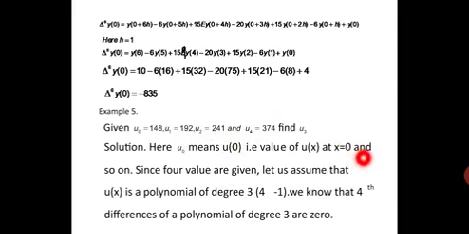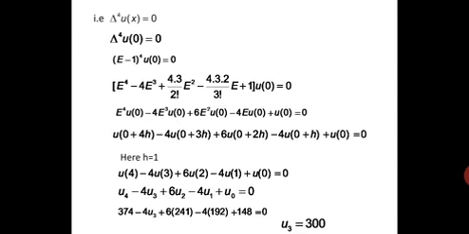So we can say that we will assume that u of x is a polynomial of degree 3, that is 4 minus 1. So the fourth difference will be 0, we can say, right? So the fourth difference is 0. Therefore, the fourth forward difference will be 0. So delta to the power 4 of u of 0 I will consider. So what is this delta? Delta means E minus 1.